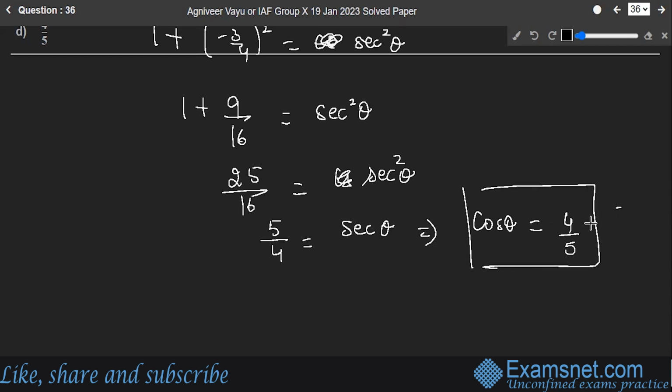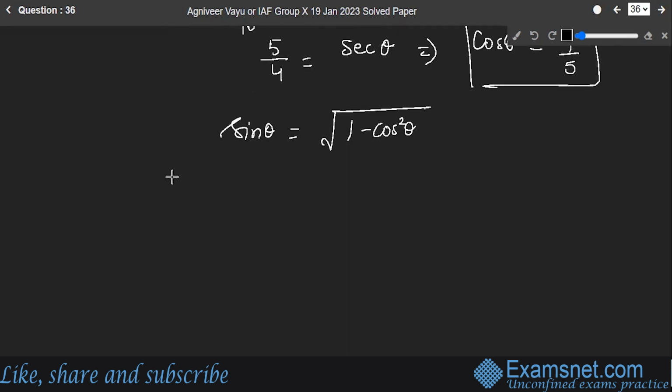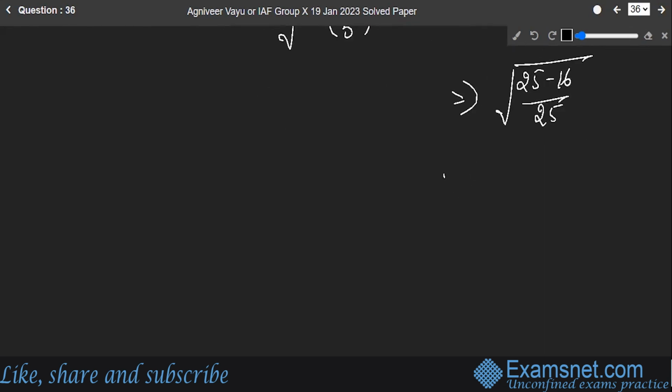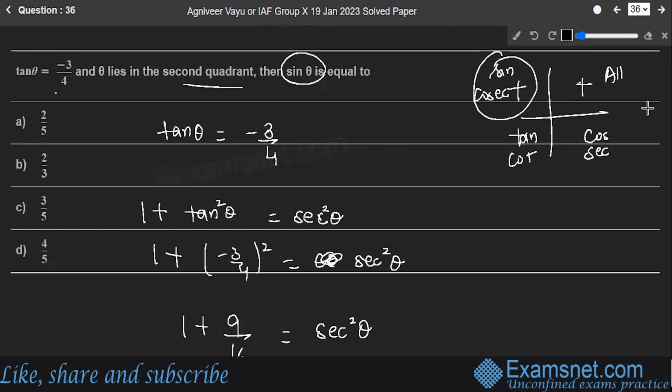If cos theta is equal to 4/5, then sine theta is equal to the root of 1 minus cos^2 theta, which is the root of 1 - (4/5)^2, which is (5^2 - 4^2)/5^2, so (25 - 16)/25 = 9/25, which gives 3/5. So this is the value of sine theta. It came out to be positive because in the second quadrant, sine is positive, so I'm considering only the positive value.